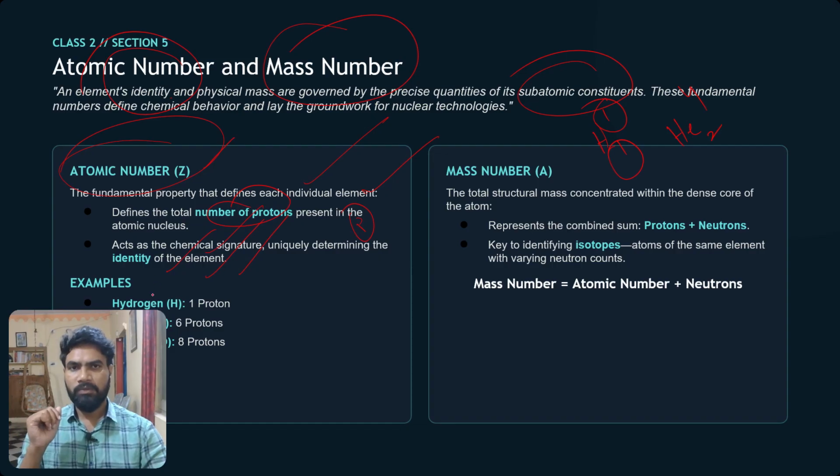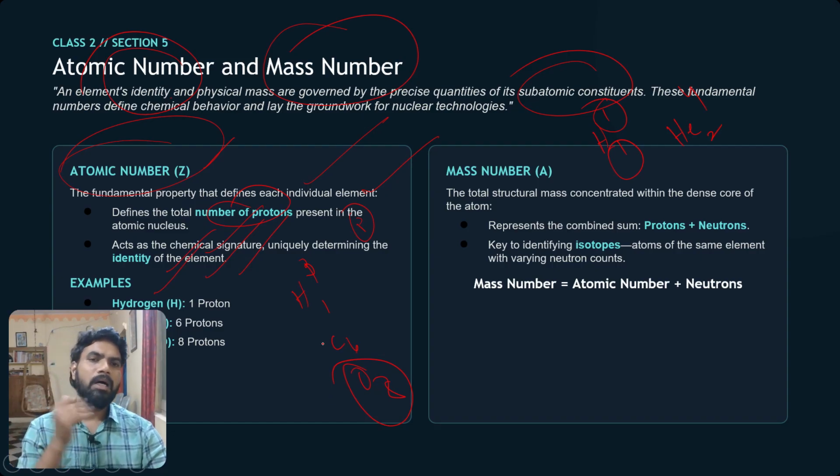So hydrogen, for example, how many protons does it have? One. That's why I have written 1 1. Carbon, its atomic number is 6, C6 we will write. Then oxygen atomic number is 8, that's why we will write O8. Right. Then we will come to mass number.